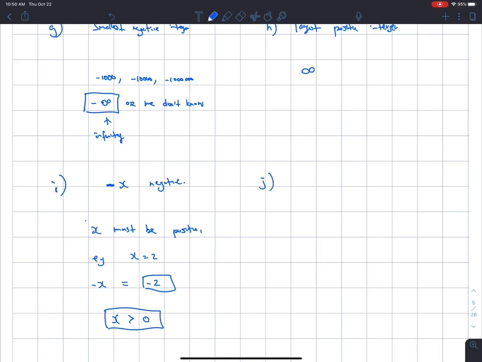For what number x is -x positive? Well, x must be negative, right? If x is negative, then -x will be positive.